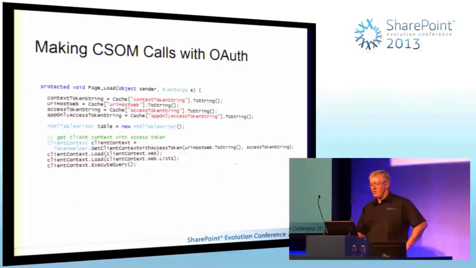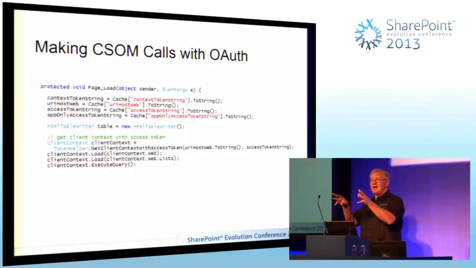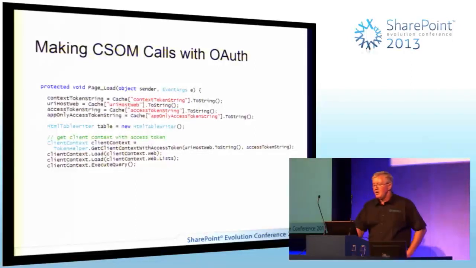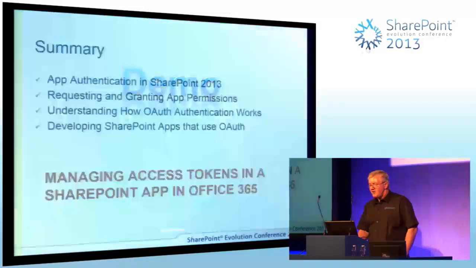When it comes to CSOM calls, things are a lot easier because they have this special method which is called get client context with access token, which basically creates a client context that automatically has set up the token. So once you've done that, it's just CSOM programming as usual, and the calls just succeed inside there. Okay, so we went through a lot of stuff inside there.